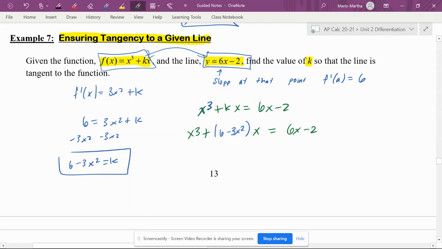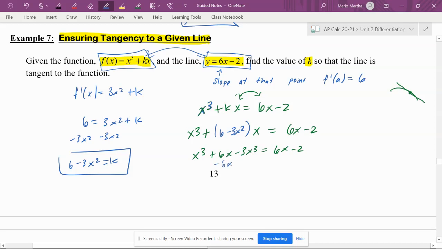Again, I can set these equal to each other because they have the same value at that point, right? They're only touching at that point, so they're going to have that point in common. And here again, you want to simplify because we want to try to solve for x. So that's going to give us positive 6x minus 3x to the third power equals 6x minus 2. I'll take it a step further here, again solving for x.